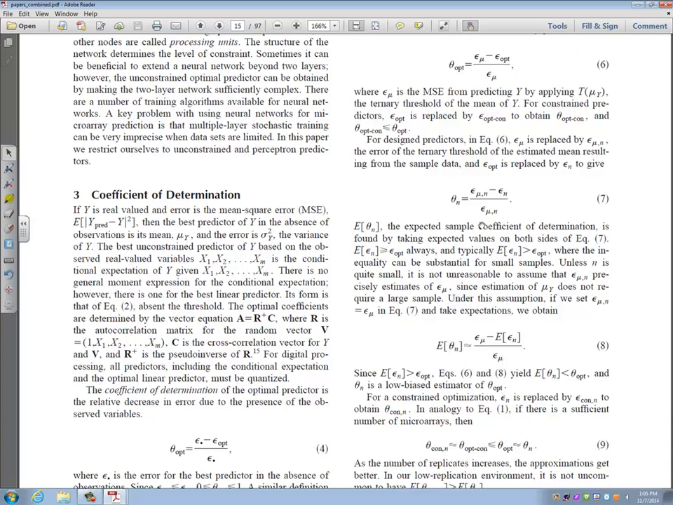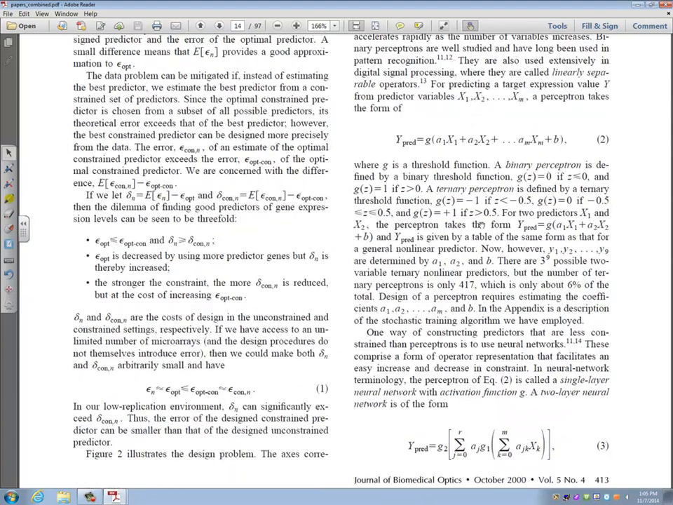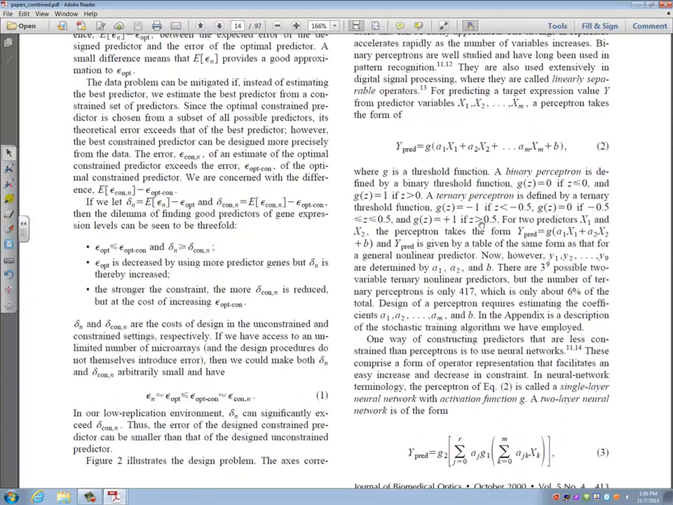So its form is that of equation 2 absent the threshold, where equation 2 was basically that linear combination. If it's linear, then you won't have the thresholding function. The thresholding is going to make it nonlinear.